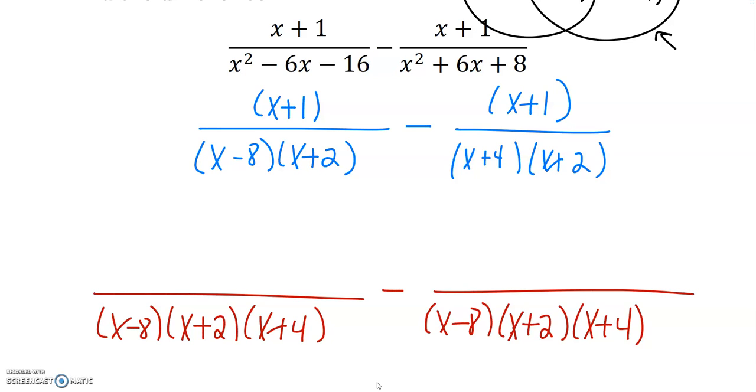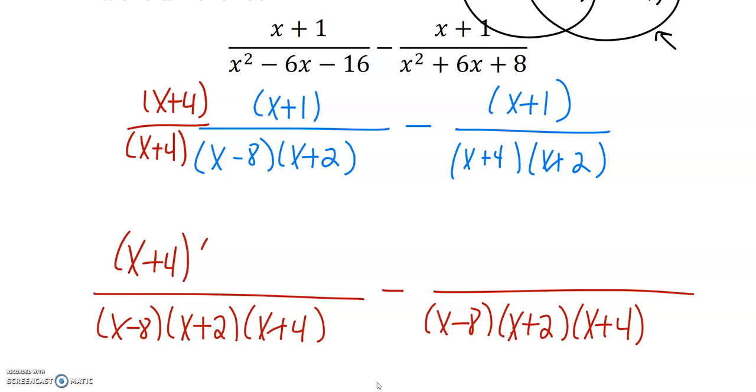What does it not have on the bottom yet? Well, it needs an x plus 4 on the bottom, right? So if we multiply the bottom by x plus 4, we also have to multiply the top by x plus 4. So we end up with x plus 4 times x plus 1 on the top.